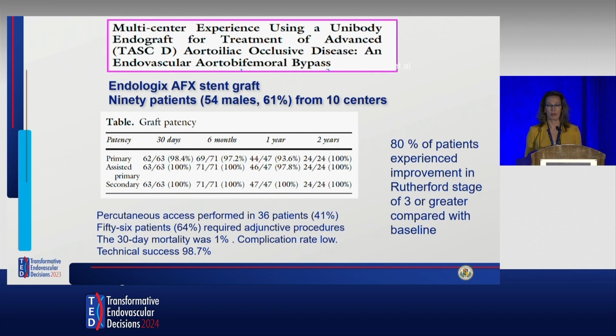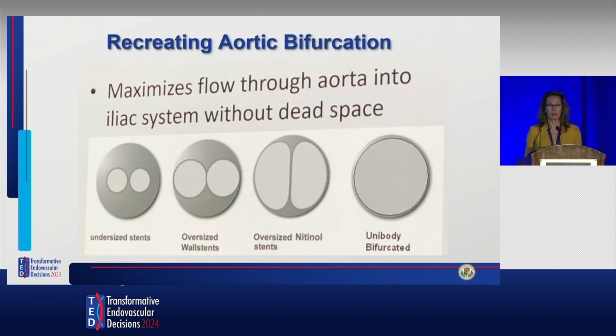So as we move on from there, we look at the use of an aortic unibody or an endovascular aortic bifemoral bypass, the results of which you've just heard, nicely described. And ultimately, what are we really doing? Well, we're trying to recreate the aortic bifurcation in the presence of severe plaque. And the question really becomes, when we place these stents, are they undersized? Do we lose space in the creation of this?